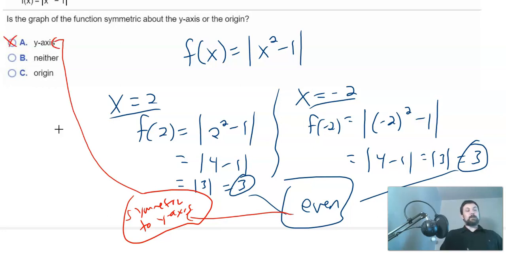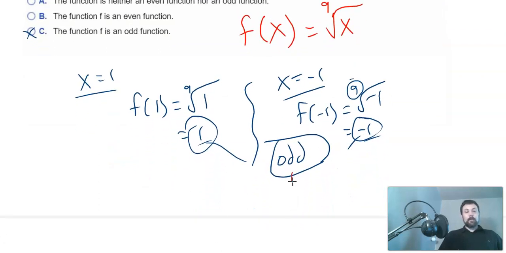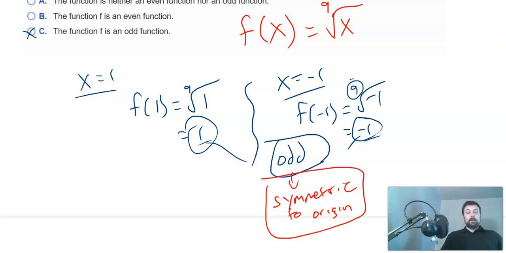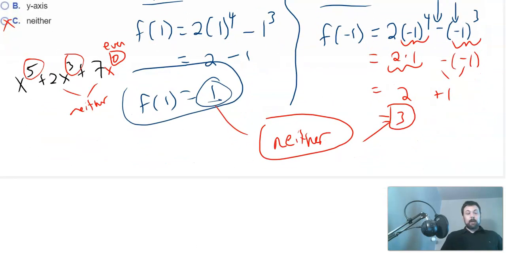If it's odd, it's symmetric to the origin, and if it's neither, if it's not even or odd, then there's neither symmetry. Right? So let's go back to these problems. This function is odd, so is it symmetric to the y-axis or to the origin? It's symmetric to the origin. I don't know if it would ask you this after this question, but if it does, because I think they normally do, I just didn't capture it on my screen grab, this will be symmetric to the origin because it's an odd function. And this one, it's neither, and so it has no symmetry.